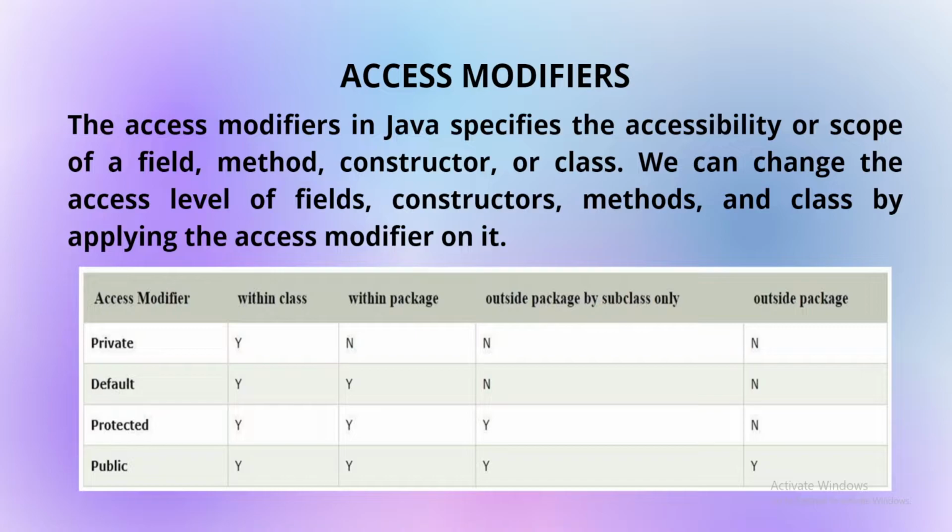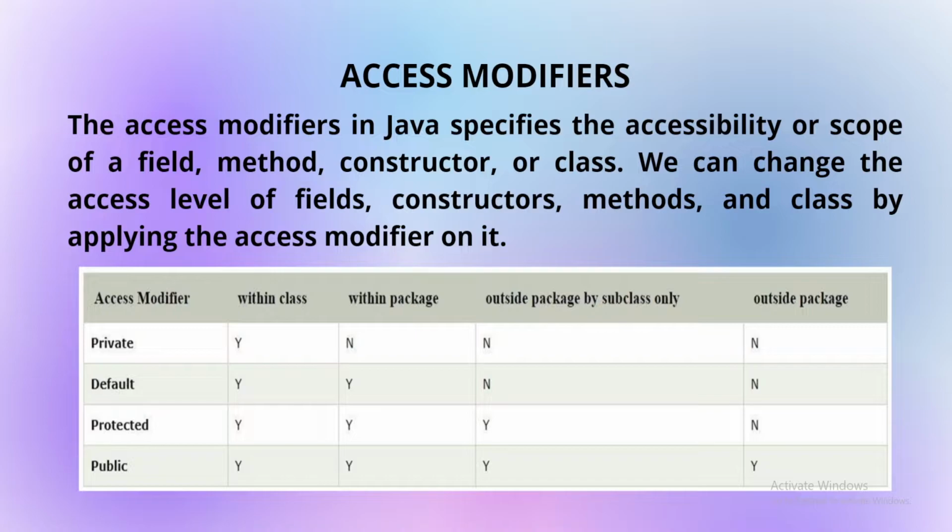The second one is default. Default is a yes within the class. Within the package also you're going to get the output, but outside the package by the subclass, or outside that particular package even if it is not the subclass, then you're not going to get the output. Next is protected. With protected, you will be getting the output within the class, within the package, and outside the package if it is a subclass only.